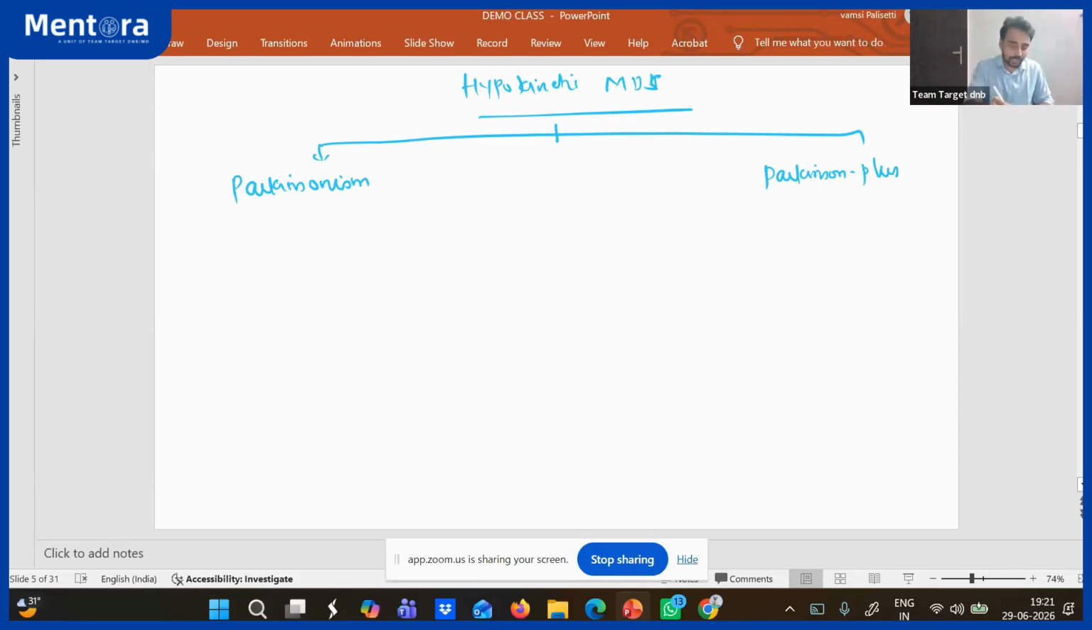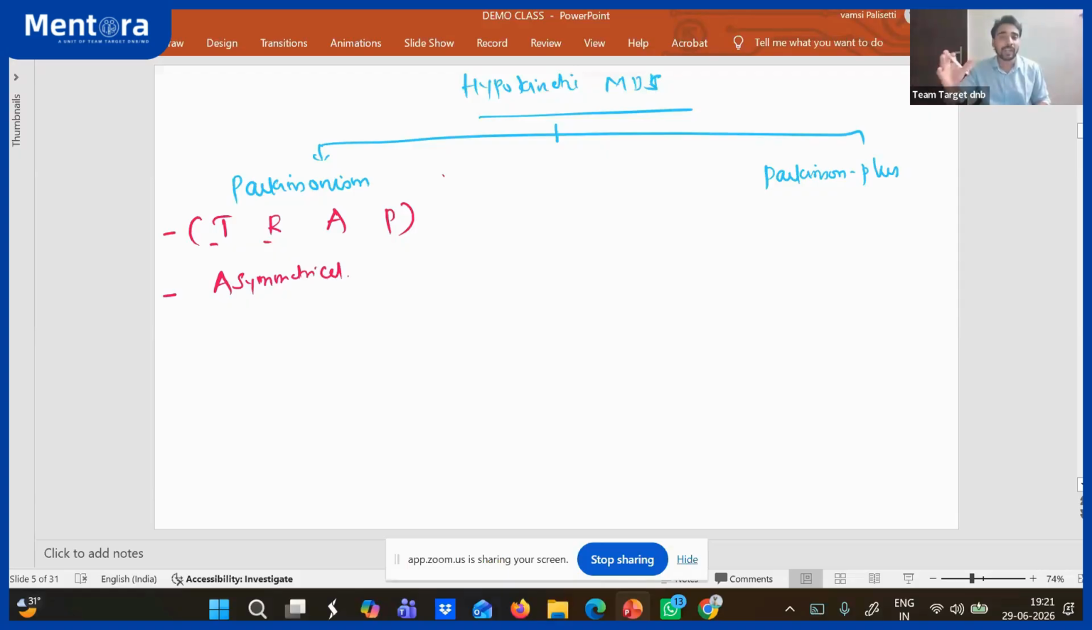When you see Parkinson's, you already know it has four features: tremor, rigidity, akinesia, and postural instability. These cardinal symptoms we all study from UG also. Tremor is pill rolling tremor, rigidity is cogwheel rigidity, then bradykinesia, and postural instability. All these things are there. An important point is all these things are asymmetrical. Very important. In Parkinsonism, asymmetry is the rule.